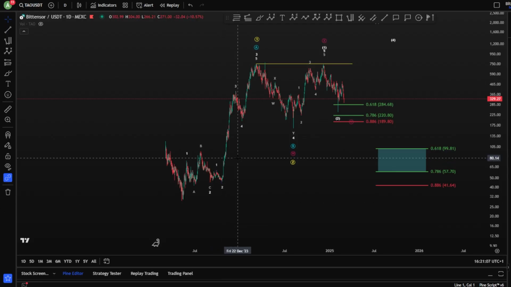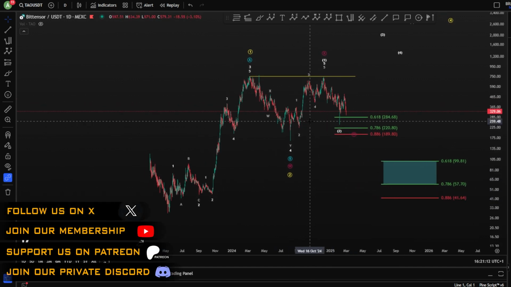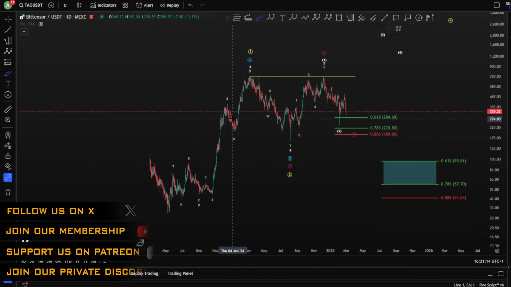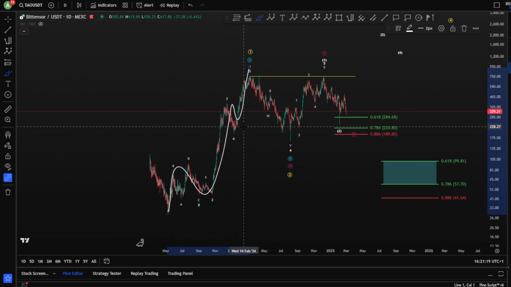Hello everyone, welcome to a new video for TAO price prediction based on Elliott wave analysis, and starting here on the daily chart for the bullish and bearish scenarios that we might see, of course, and that it might unfold for the next price action.